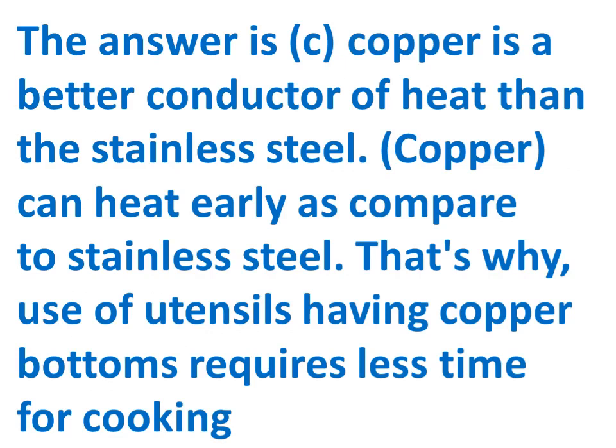The answer is C. Copper is a better conductor of heat than stainless steel because copper can heat early as compared to stainless steel. That's why the use of utensils having a copper bottom requires less time for cooking. So if you are cooking something in this kind of vessel in which copper is there, it will take less time for cooking. That's all for today. Thank you.